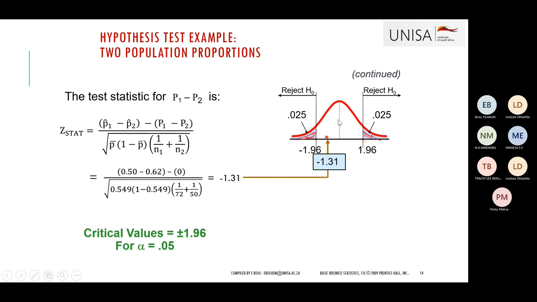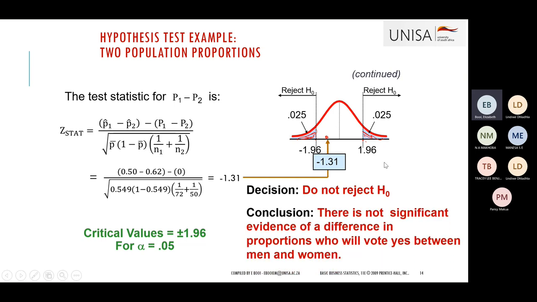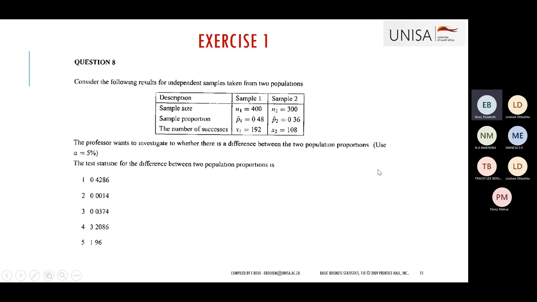So it's not less than minus 1,96, but it's bigger than that. So it falls in the do not reject area. The decision will be we do not reject the null hypothesis, and in conclusion, we state that there is not sufficient evidence of a difference in the proportion who will vote yes between men and women. And that's how you make a decision based on hypothesis testing. So let's do some exercises.